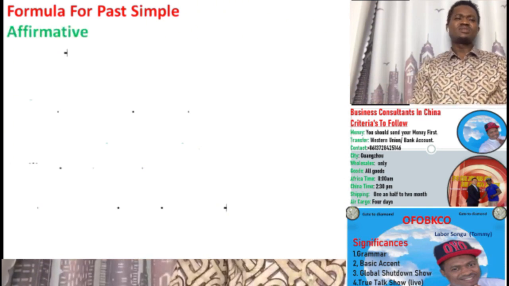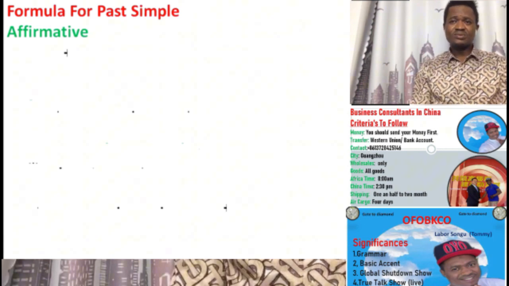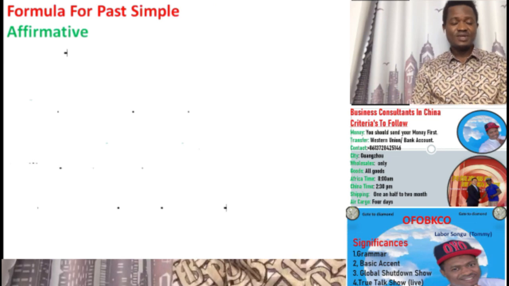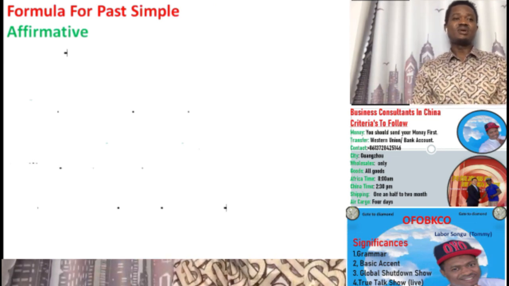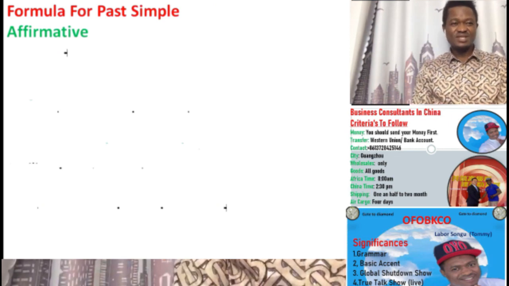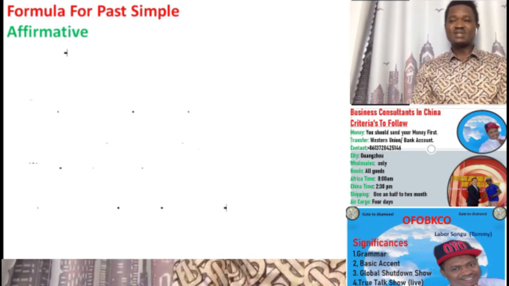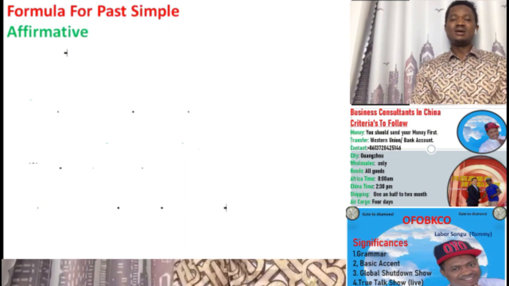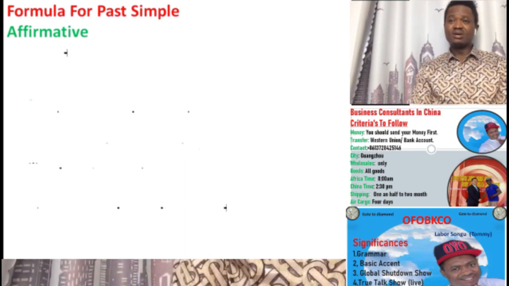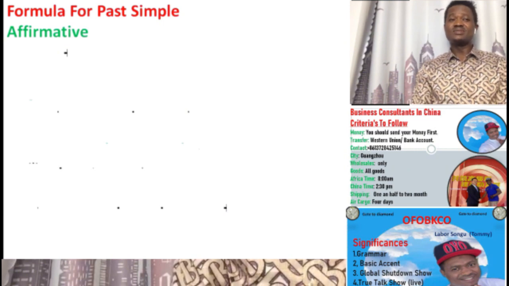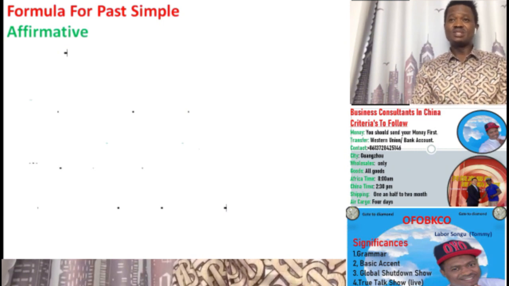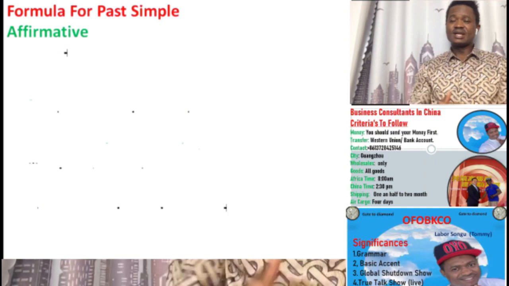Affirmative. So when we are talking about the formula for past simple, we got to talk about the affirmative form. That is the positive form. Then we got to talk about the negative form. Then we got to talk about the interrogative form. That is the question form. So these are the three forms we got to talk about in the past simple. Also we got to talk about the verb to be, because we gotta use the verb to be in all these forms.